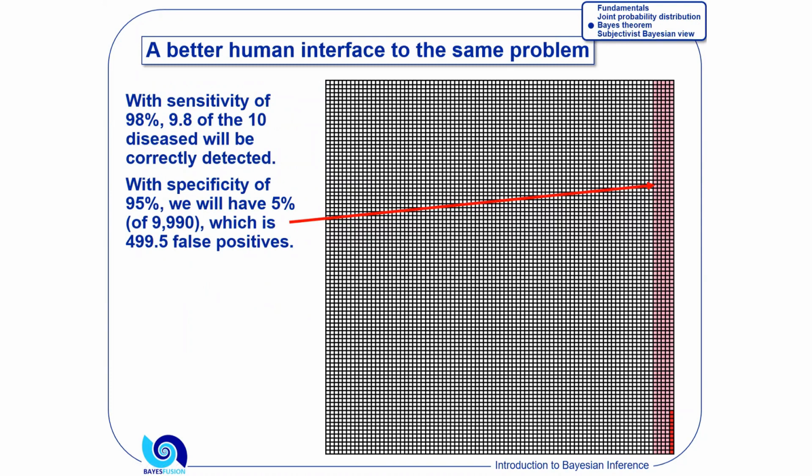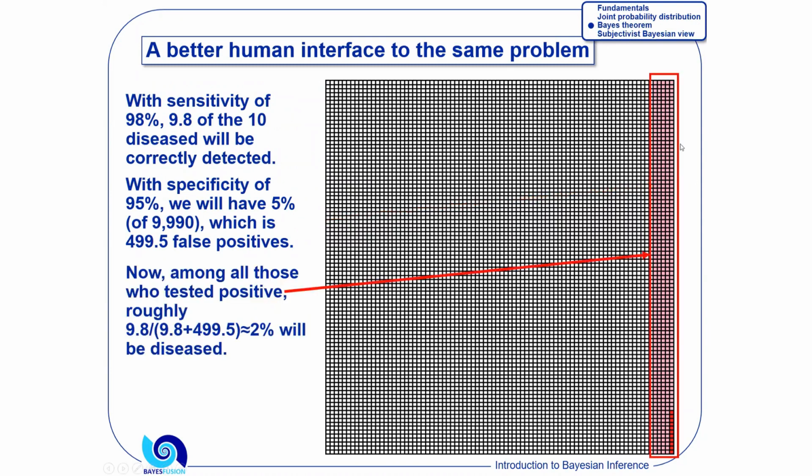So now, how many people among those who tested positive are sick? That's roughly 10 out of 500, which is 2%. You see the more intuitive, hopefully, explanation of what is happening here. It's Bayes' theorem in action, just another way of applying it, changing our opinion in light of evidence.